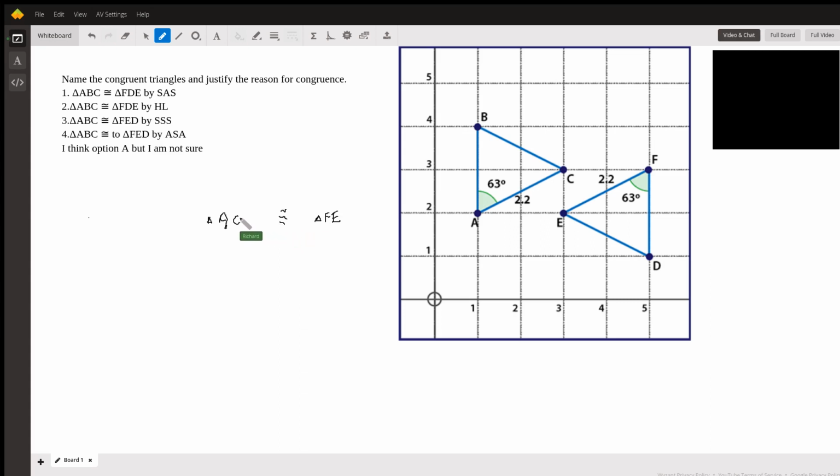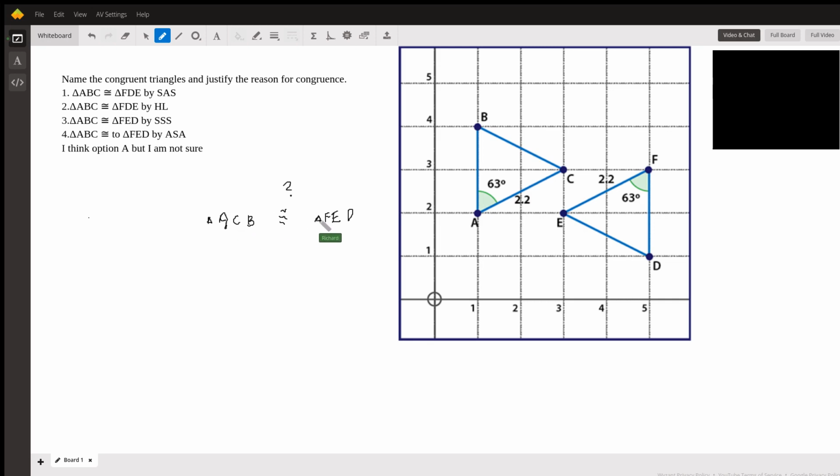And so there's only one more vertex here, which is B. There's only one more vertex here, which is D. And so the question is, is ACB congruent to FED? Now the question that's presented here is the same. Instead of ABC, I'm using ACB. It doesn't make any difference.